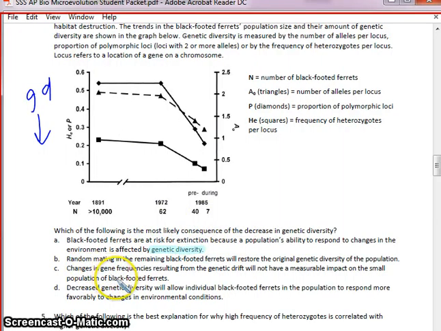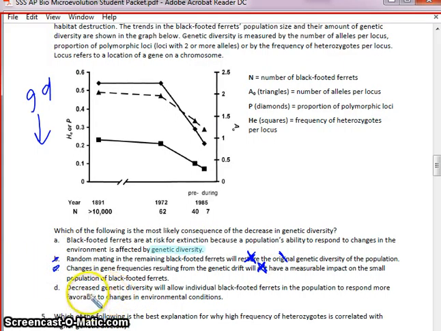The next one says random mating in the remaining black-footed ferrets will restore the original genetic diversity. I don't think random mating is going to be restoring anything. Remember, selective mating or non-random mating is often what we refer to as causes of evolution. So I'm going to get rid of letter B here. Letter C says changes in the gene frequencies resulting from the genetic drift will not have a measurable effect. If there were changes in gene frequencies, that would have some type of effect. So I don't like the word not in there. I'm going to get rid of that.